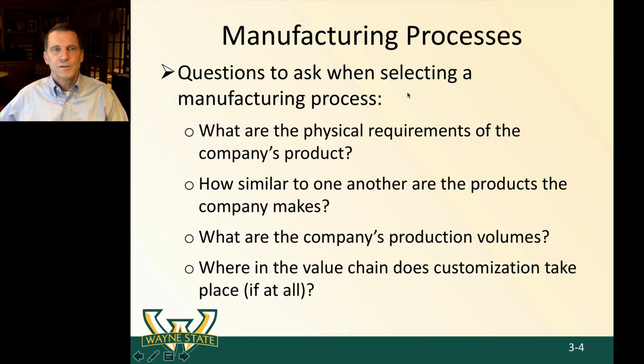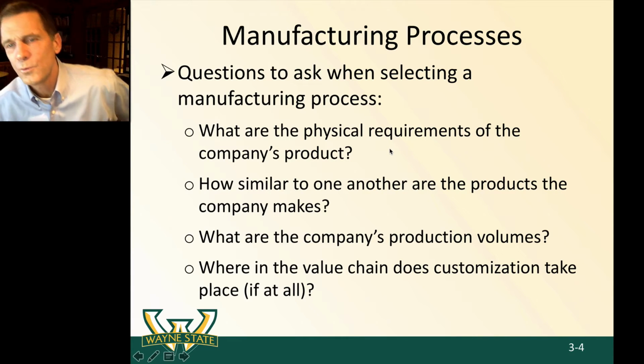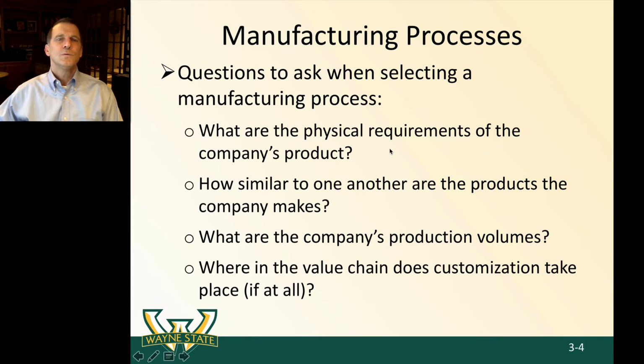So some of the questions that firms ask when they're looking at a manufacturing process: what are the physical requirements of the product? Are we building airplanes, or are we building toasters? What is the actual physical size of what we're trying to get done here? And how similar is the product to other products that we make here, within a family of product, or even extended beyond the family of product?